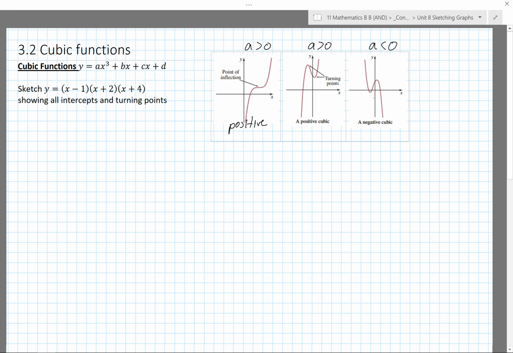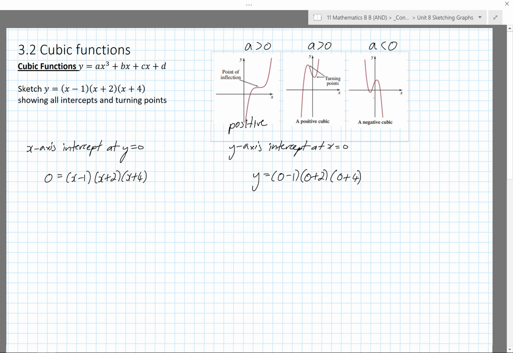So I've got this cubic function. It's written as 3 factors, so this will help us out a bit. And we're going to sketch it showing all intercepts and turning points. So I'll go ahead and find the x-axis and y-axis intercepts. Having it factorized is actually going to help us out, because when I'm finding the x-axis intercept, it just generates my 3 solutions for me. Either this is 0, that's 0, or the other is 0. So here are my 3 x-axis intercepts.